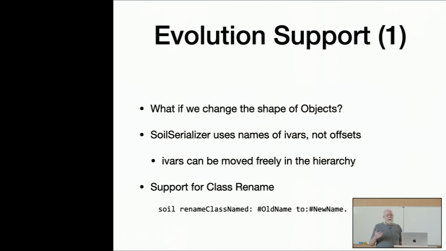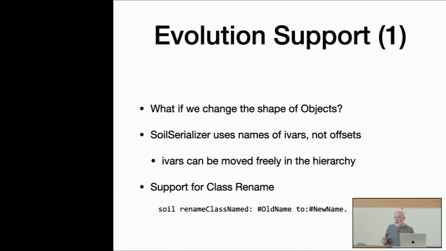Soil, the serializer, does not care about offsets at all. It actually uses the names to store objects. And that means the order of instance variables is completely irrelevant, and it's irrelevant where in the hierarchy the variable is. So moving variables around is completely transparent. We support removing instance variables: then it loads it and ignores the data. The data is on disk, but you don't get it in the image. And if you add an instance variable, you get a nil object when you read, of course.